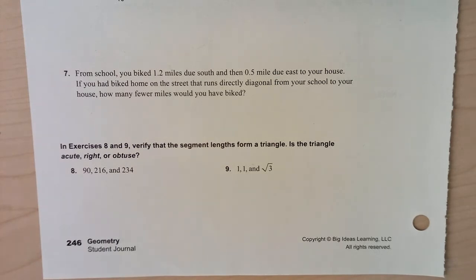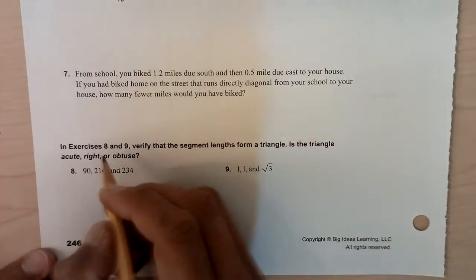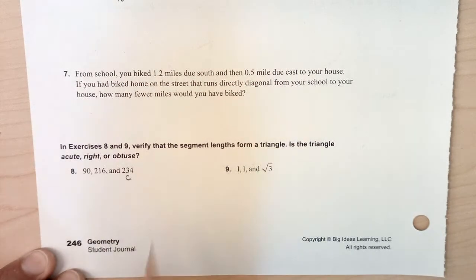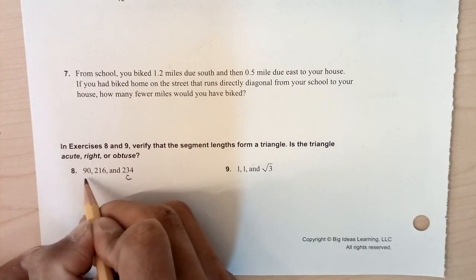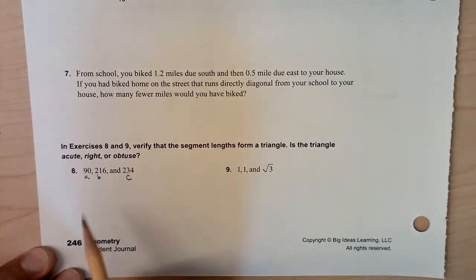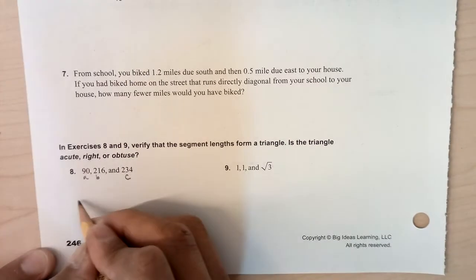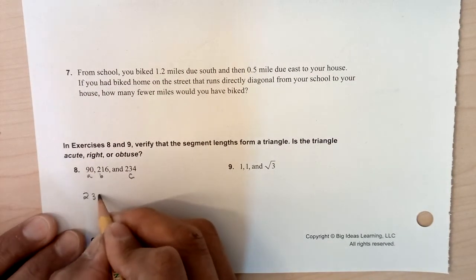That should be fairly obvious, yes. You can check the other side lengths as well, but 216 plus 234 definitely have to be greater than 90. 90 plus 234 is definitely greater than 216. But that's verifying the sides make a triangle. And then we could determine the type of triangle it is by comparing c squared. So in this case, c has to be 234. That's the longest side. Comparing c squared to a squared and b squared. I could have made 90 b and then 216 a. It actually doesn't matter, but I'm going to compare 234 squared.